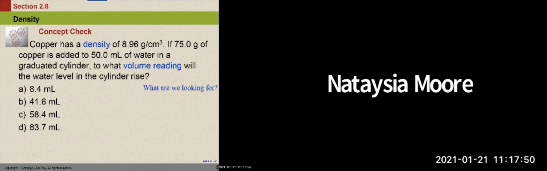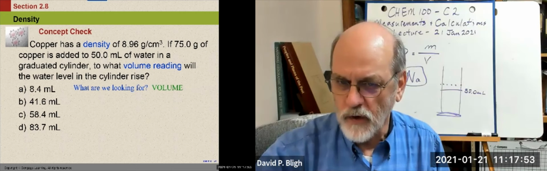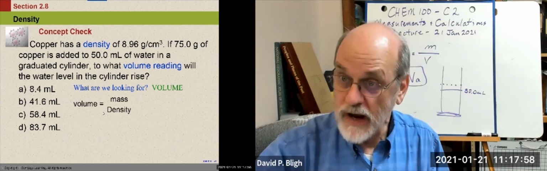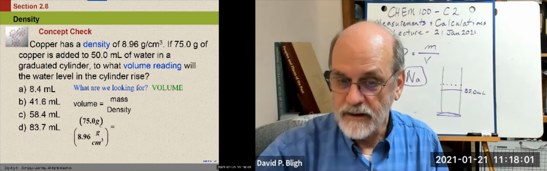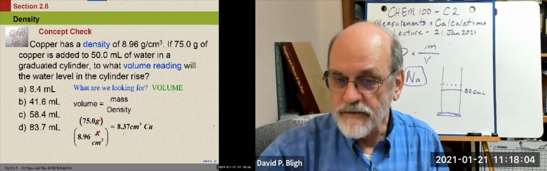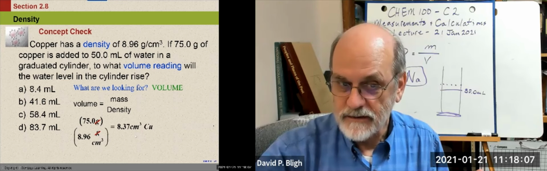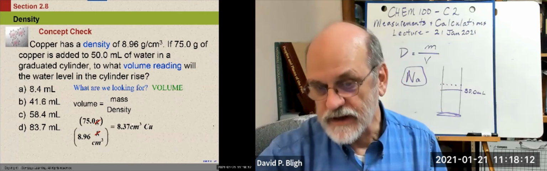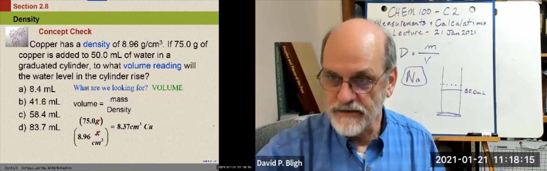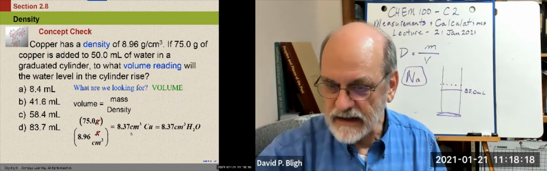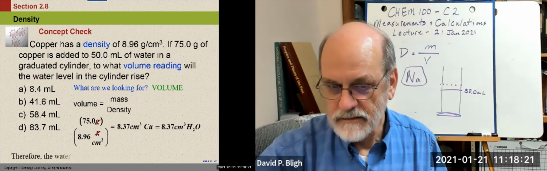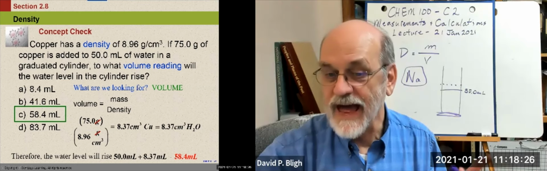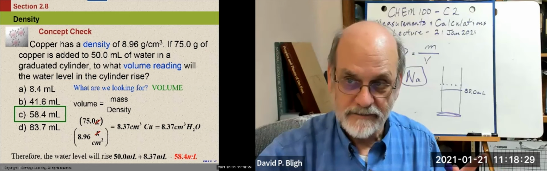Okay, so all you have to do is say, what am I looking for? Well, I'm looking for volume. And there's the rearrangement to determine volume. This gives you the volume of copper, but that's not the answer, right? We put that answer in there to fool you. The answer is that plus the volume of water. This needs to be in milliliters, which is equivalent to cubic centimeters. Now the answer is 58.4, okay?